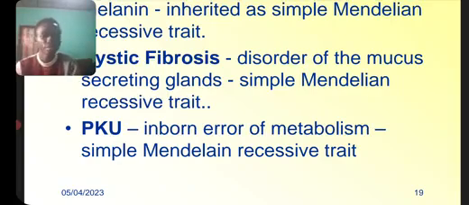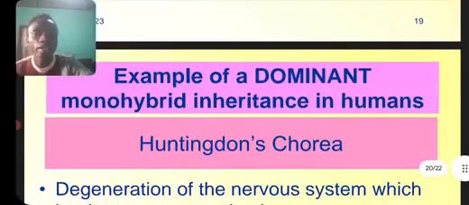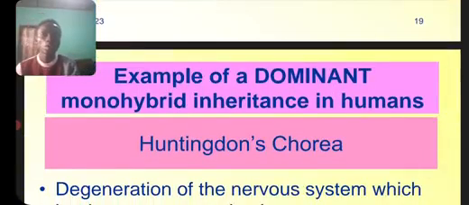So it's an inborn error of metabolism, also known as PKU. It's also a simple Mendelian recessive trait. So it's recessive, it's not dominant. If you have the other dominant allele, then you won't be sick of this disease. But if you ever marry a person with the same allele, there's a chance that you may produce children that have this phenylketonuria. So it's also not a good thing to have.